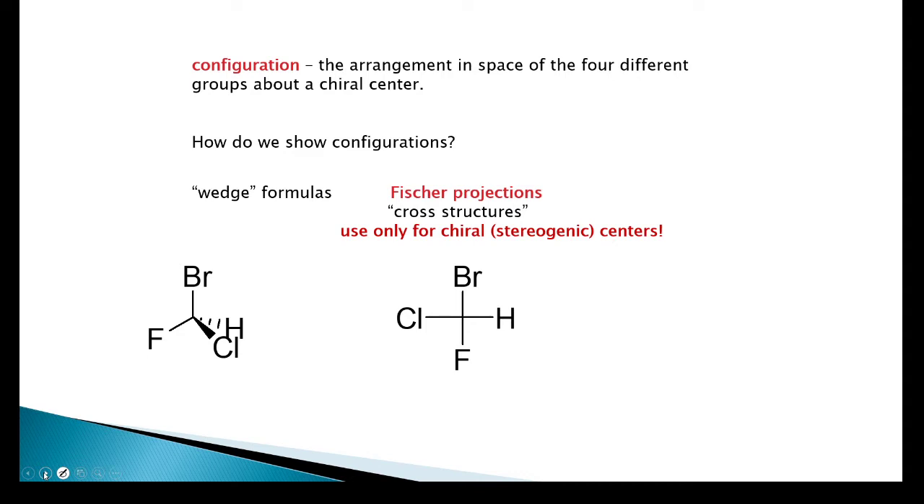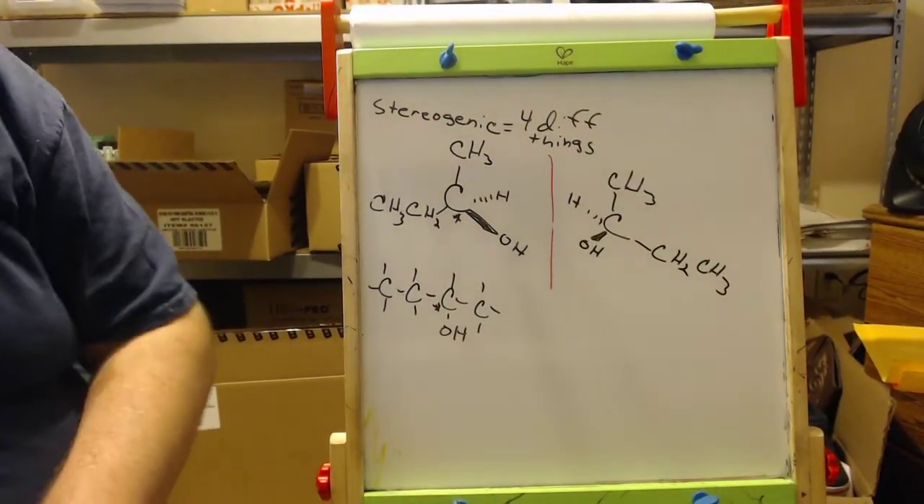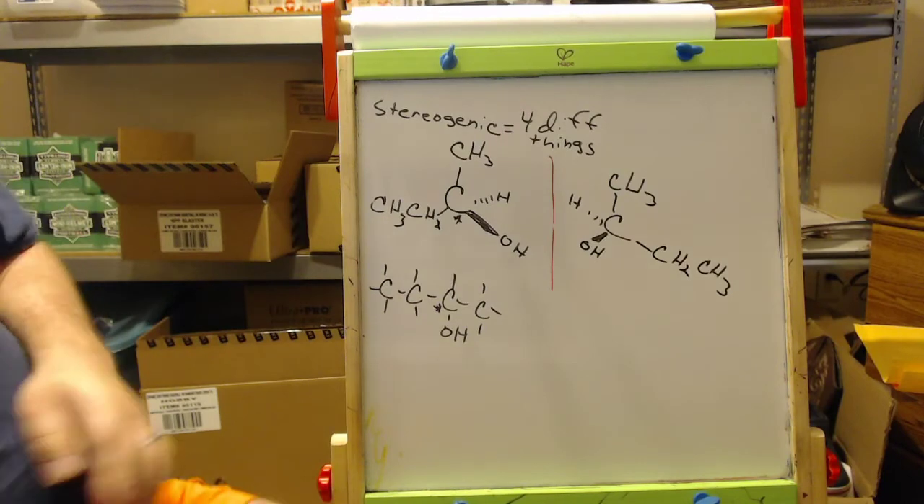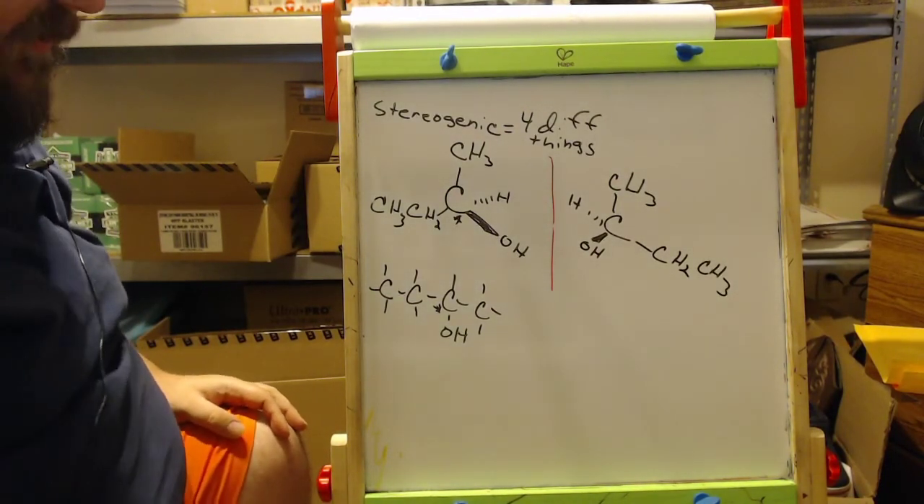So there's another way of drawing things known as Fischer projections. Fischer projections take what you see on the left-hand side, the wedge-dash form, and turn it into something else, but it's only used for stereogenic centers. Okay? Only used for stereogenic centers. With the Fischer projection, you essentially draw a cross.